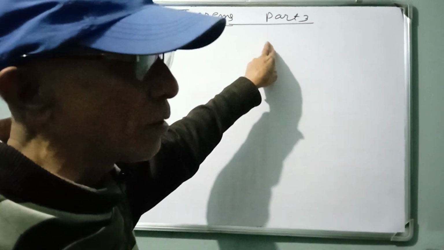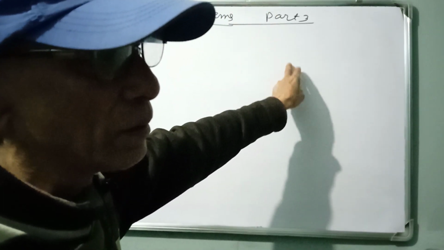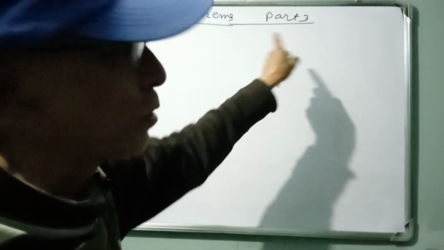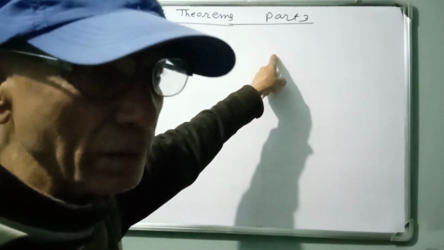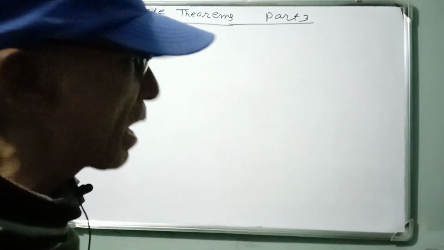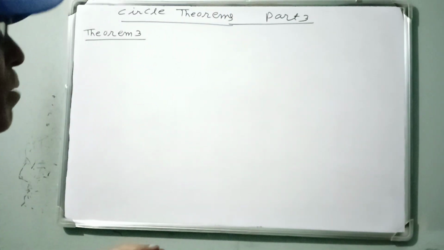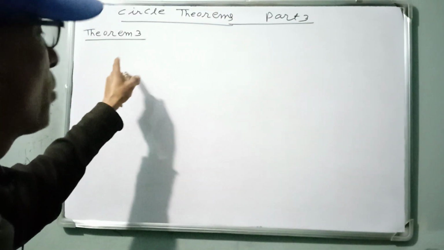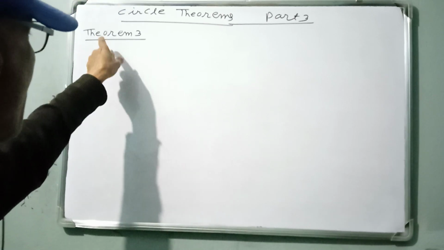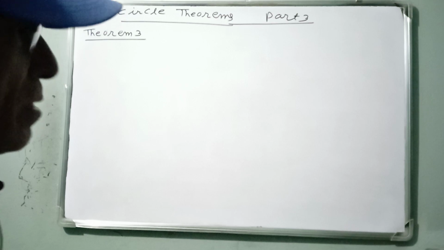The perpendicular bisects the chord. If a line is perpendicular to a chord, it bisects it. If a line bisects a chord, it will be perpendicular. Theorem 1 and Theorem 2 converse each other. Theorem 3 is related to distance.